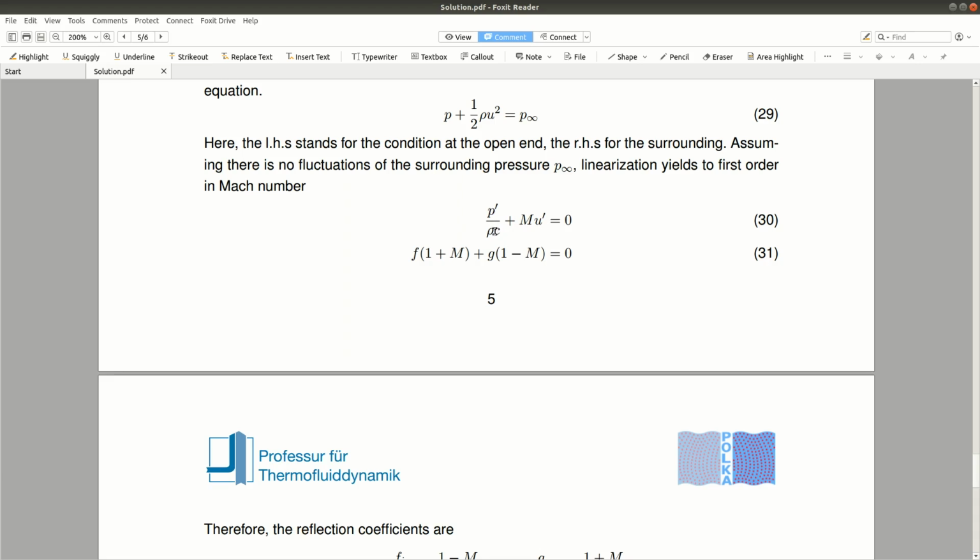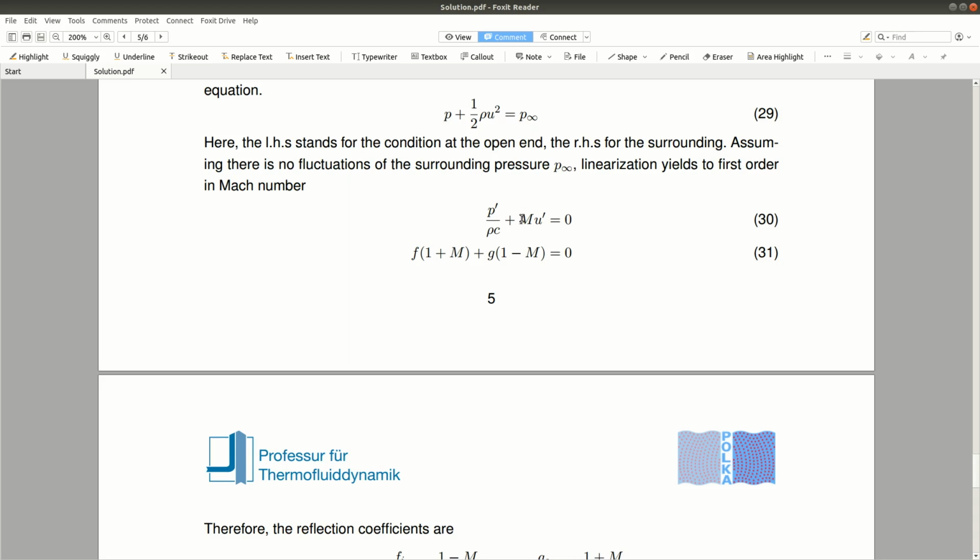If we convert that into F and G waves, that gives us this equation. So if we had no mean flow, Mach number would be 0. We would have P prime equal to 0, which is an open end. F over R equals -1. So F plus G is equal to 0.